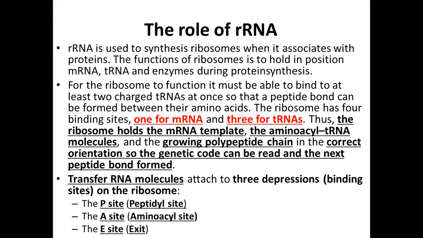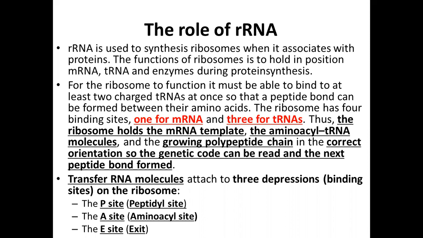The P site or peptidyl site is given that name because the transfer RNA holding the growing polypeptide chain occupies the P site, hence the name peptidyl. And then we have the amino acid site, which is the A site, which is named so because the amino acid transfer RNA that is delivering the next amino acid in the sequence has to bind to this location.